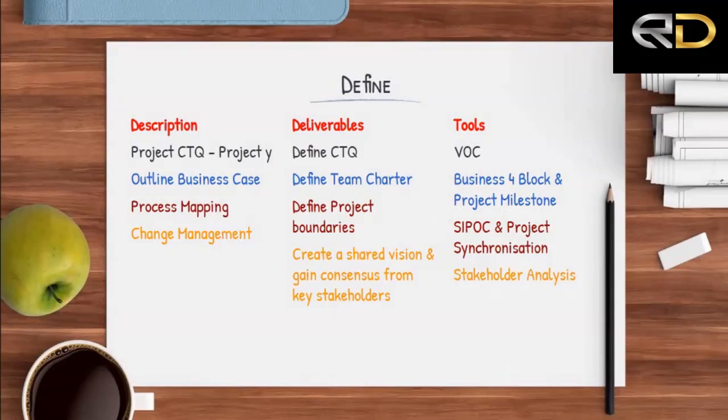And then the third thing, you do process mapping. Why are you process mapping? Because you want to define the project boundaries. And the tools at your disposal is the SIPOC or project synchronization. And of course, you have to create a shared vision, again, consult from key stakeholders, that is change management, and you do stakeholder analysis. Okay, so this is basically how to do it.